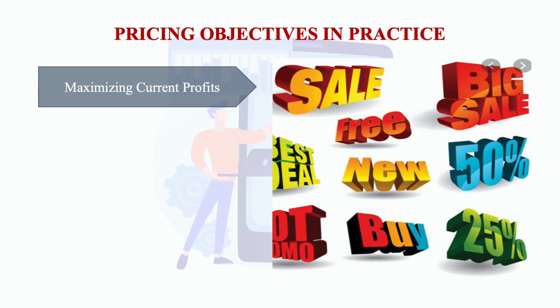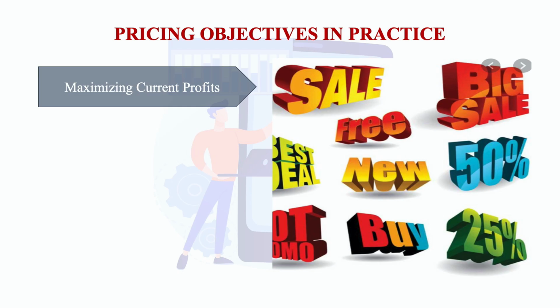Let us look at some of the other objectives. Sometimes when you are in a market and you know that your product will be a popular product for a certain period of time, you price your products so as to maximize current profits, whatever the traffic can bear. So, you take your margin to a level where it will give you the maximum returns at a point in time.